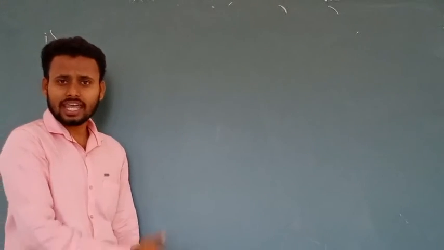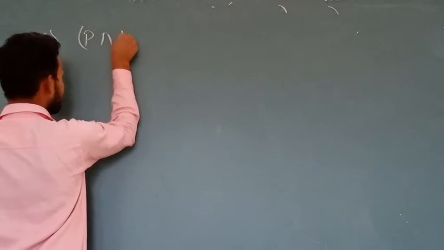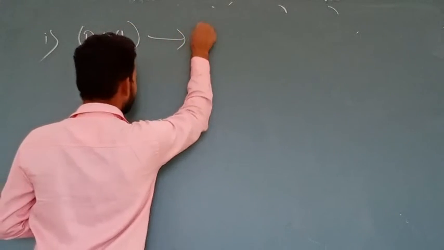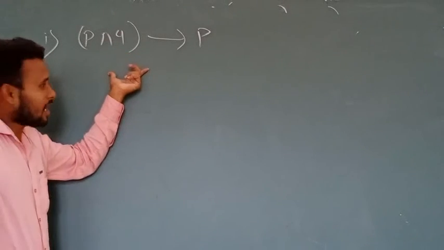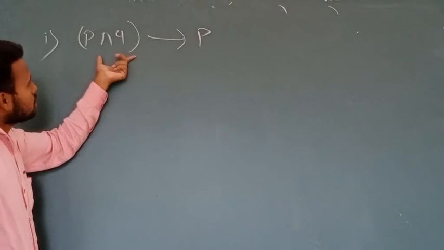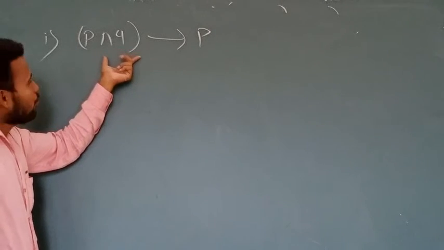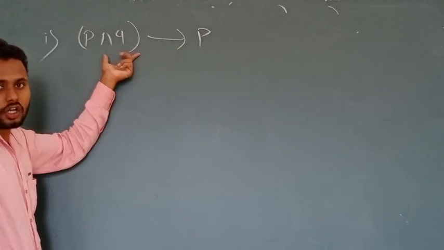Now for example, using the truth table examine whether the following statement pattern is tautology, contradiction or contingency. The example is (P conjunction Q) implies P. Now the question: using truth table, examine whether the following statement pattern is contradiction, tautology or contingency. We have to examine whether this given statement pattern is tautology, contradiction or contingency.